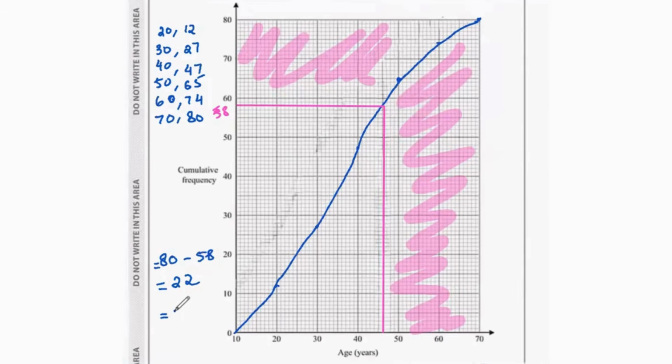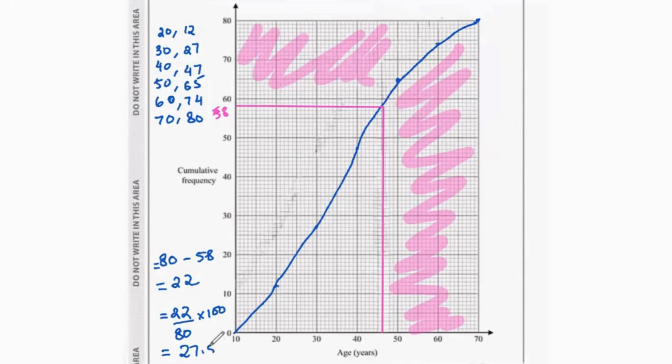So they want the estimate for the percentage. So that will be 22 divided by 80 times 100, which gives us a value of 27.5. So 27.5% is the estimate for the percentage of the 80 people who are more than 46 years of age. We want the answer correct to the nearest whole number, so that's going to be 28%. That's your final answer.